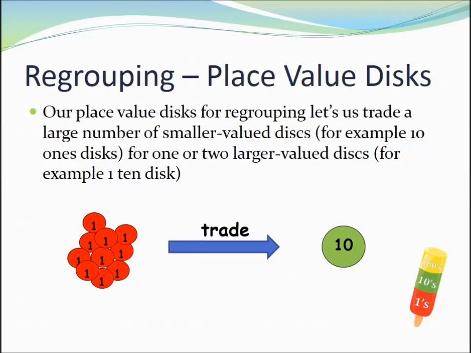When you go to regroup, you have to ask yourself, do I have enough to trade for a larger disk? So do I have 10 ones to trade for one 10? Do I have 10 tens disks to trade for 100? So when you're doing these calculations, if you find that you're ending up with more than 9 disks as your answer, automatically ask yourself, do I have enough to trade for a larger size disk?